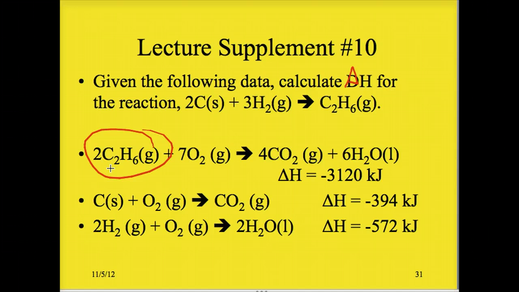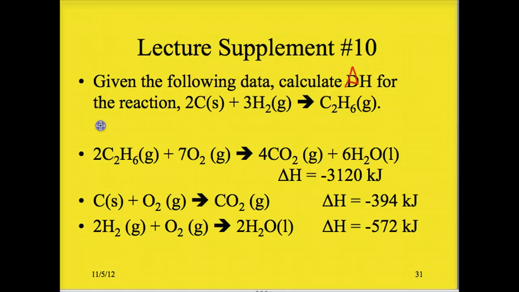Well, we have to orient the reaction to the best of our abilities in order to get it to match. What I mean by that is my C2H6, it matches, and that's unique. That's great. But I don't need 2. I need 1. And I don't need it to be a reactant. I need it to be a product, right? I need it over here. So in order to do that, I'm going to flip the reaction and divide it by 2.